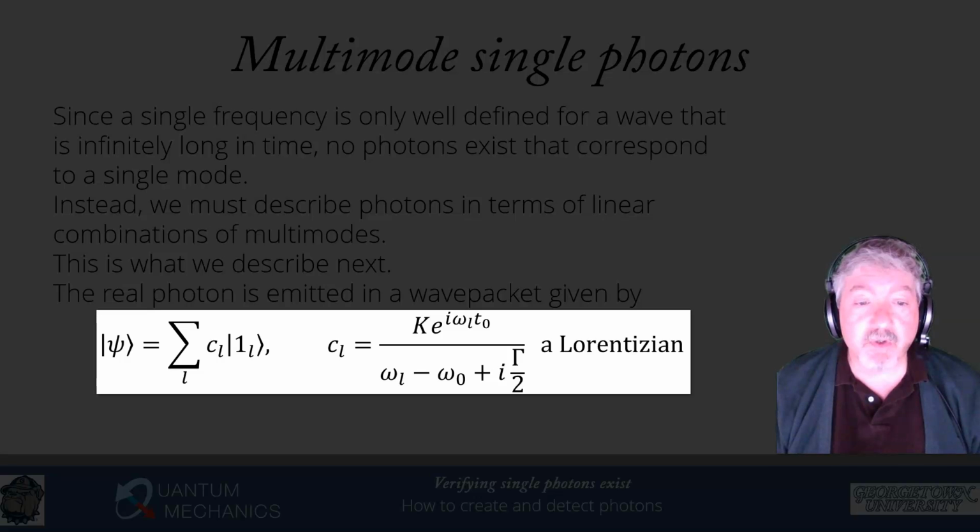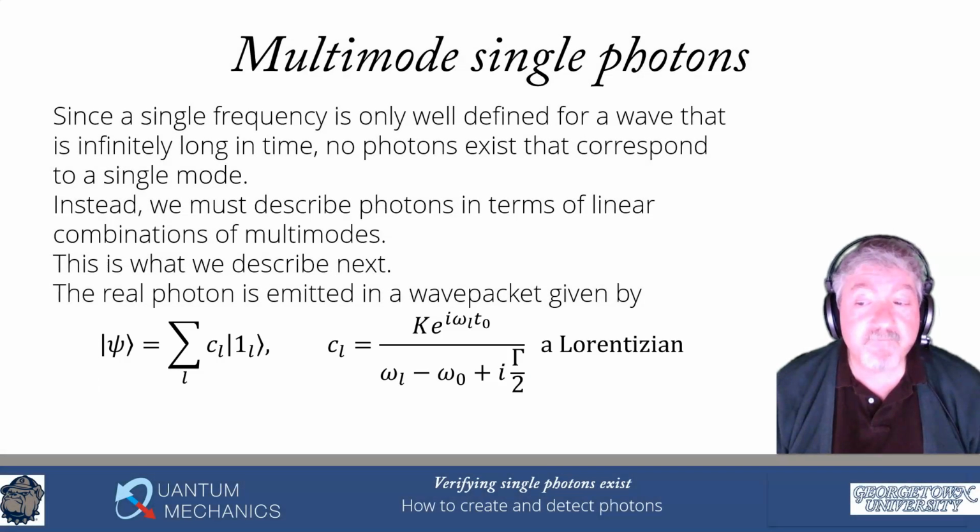So our coefficients C_L are given by a normalization constant K, e to the i omega_L t_0, that's really chosen for convenience, and then omega_L minus omega_0, so it's centered at omega_0, and we call the line width capital gamma. We have a plus i gamma over 2. Now you can think of this as the wave function of the photon, written in a basis that is given by the multimodes, or the different modes that we can excite in our box that has volume V.